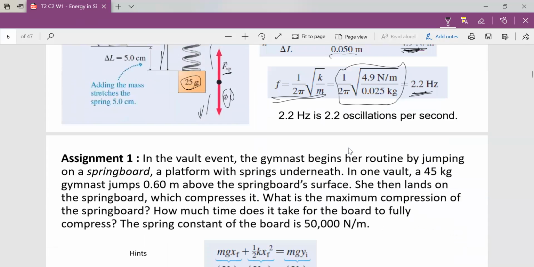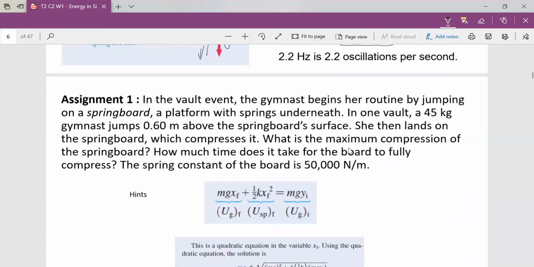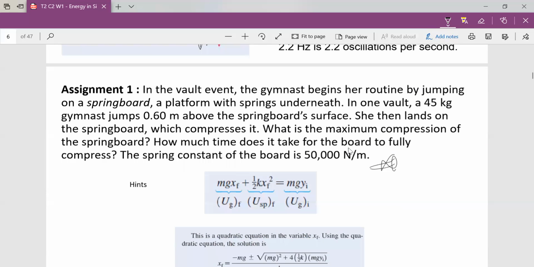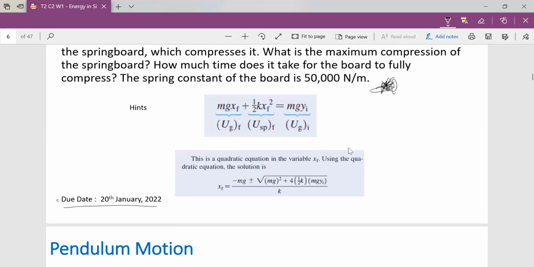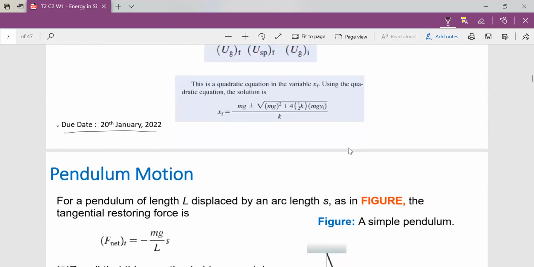So I'd like you to do this assignment. This is just the one question we'll solve, and the due date is the 20th. You will be turning it in on Moodle. I'll create the platform for that over the weekend so we can submit as at when due.